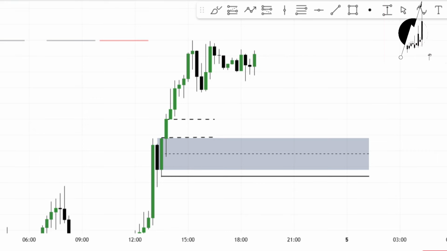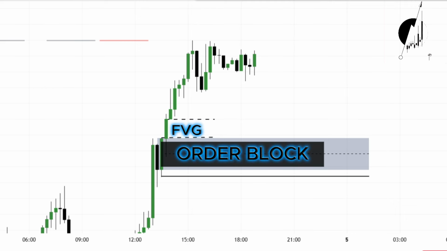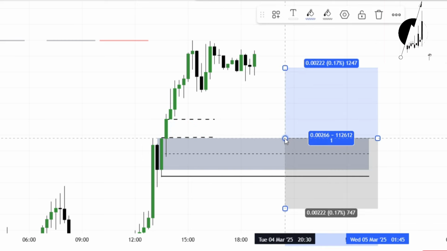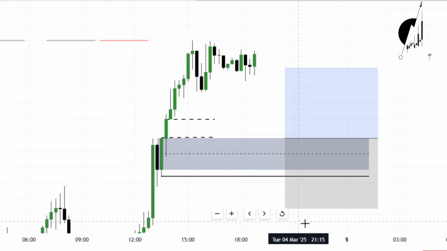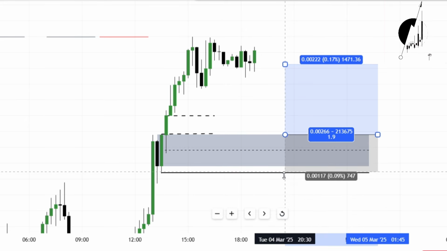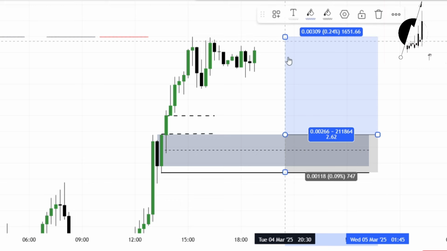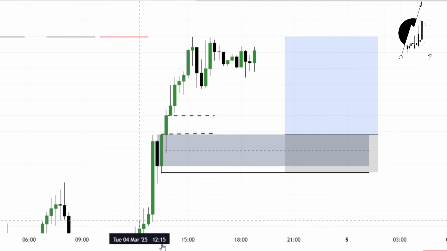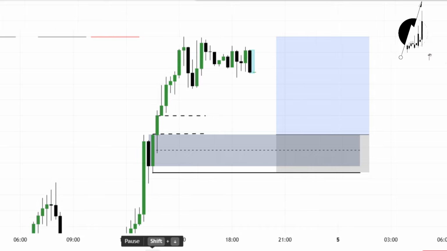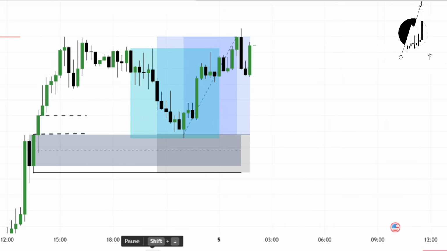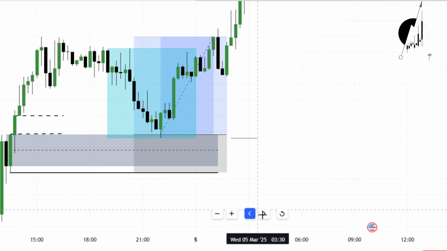In this 15-minute chart, an order block with a fair value gap was identified. We place our entry at the start of the order block, stop loss at the end of the order block, and target the previous high. That was a sniper entry.